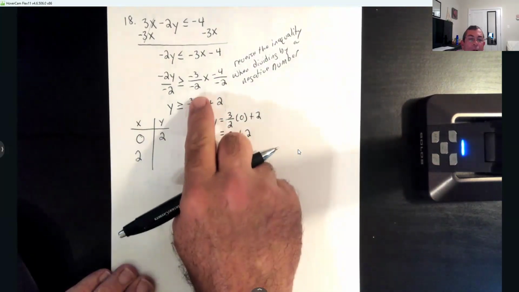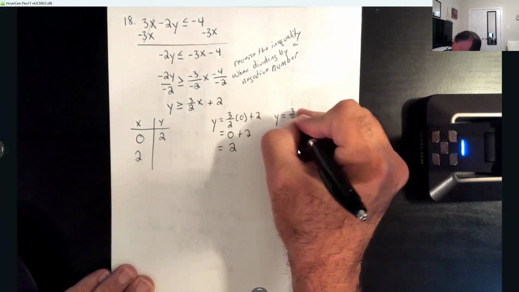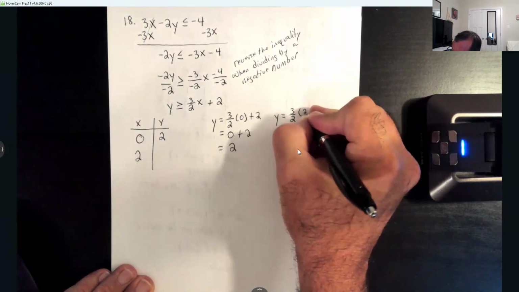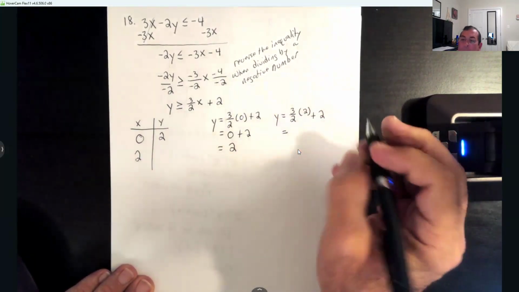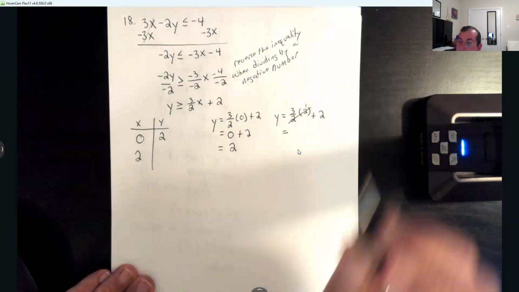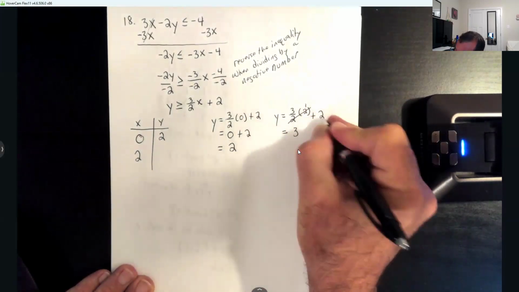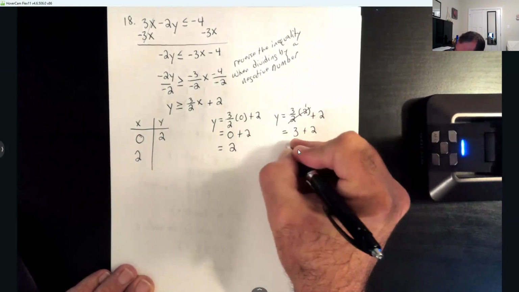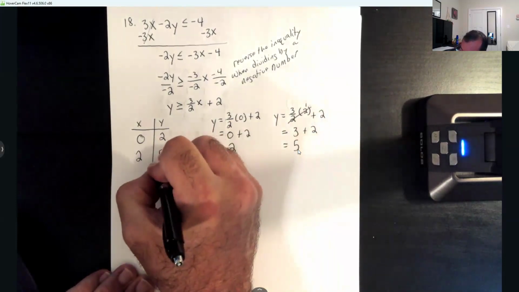And then I'll come and put a 2 in for the x. So 3/2 times 2 plus 2. And y'all remember, I used a 2 because those will cancel, making a 1. So 3 times 1 is 3 plus 2. And y'all, 3 plus 2 is 5.